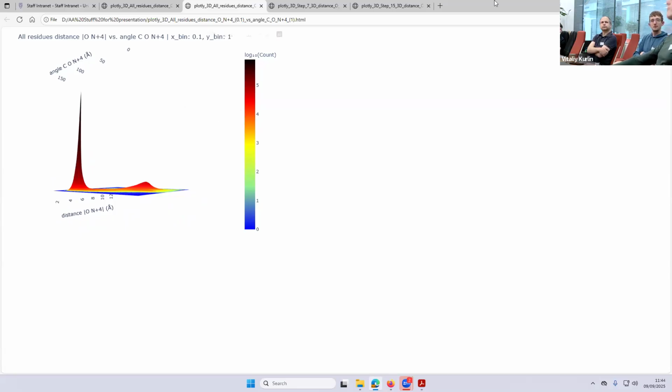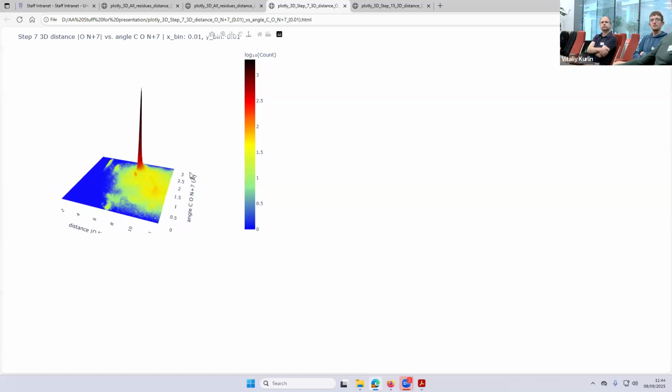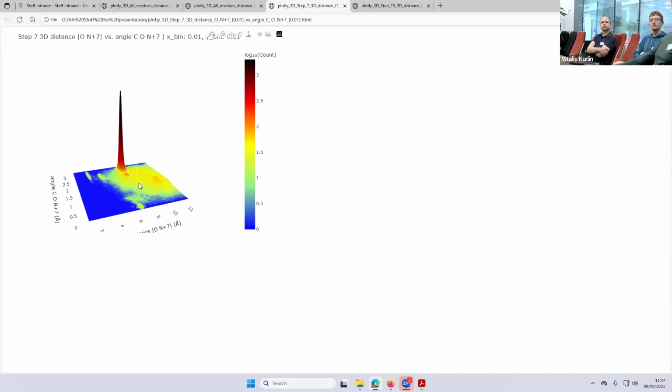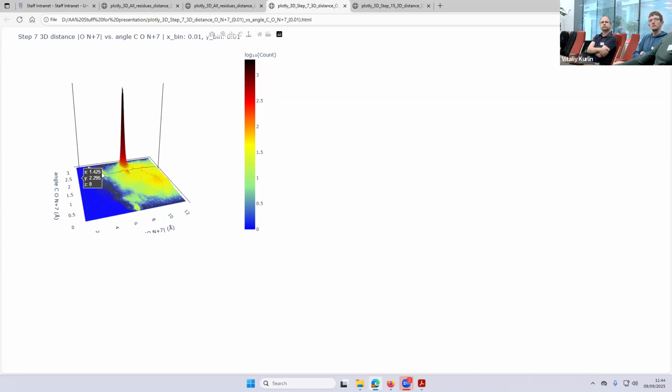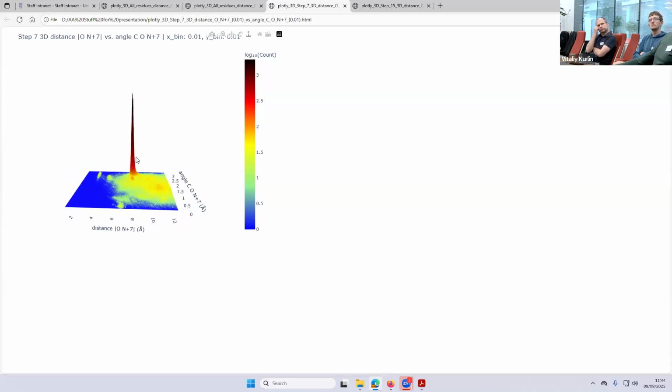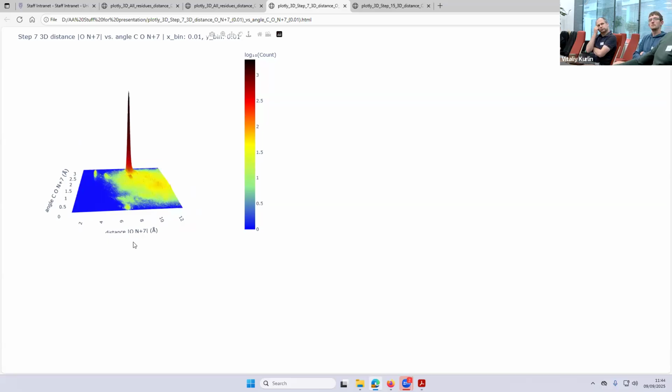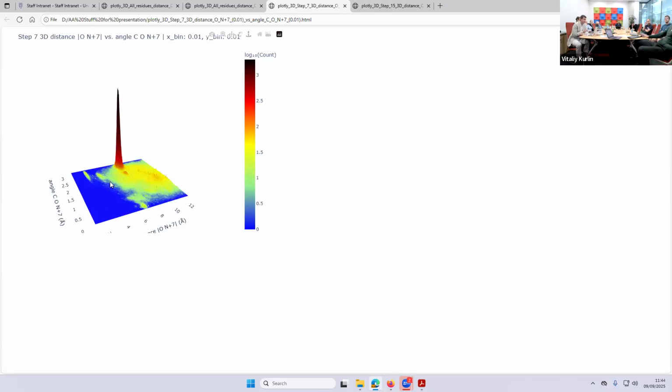Does that answer your question? Yeah, sure. But we can also look at other steps. So this is step 7. Now, this region here is where we see the large peak in other step sizes. Obviously, it's a lot smaller now, kind of overshadowed by other points. So it's quite consistent, probably longer helices. Obviously, these don't form hydrogen bonds because they are 7 residues apart.